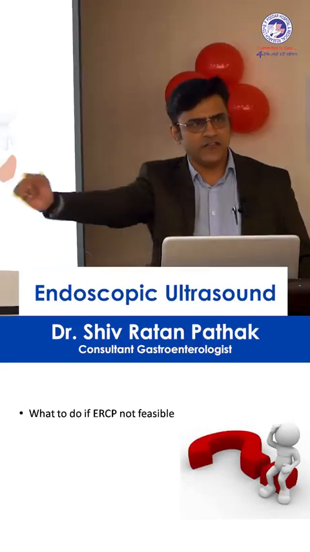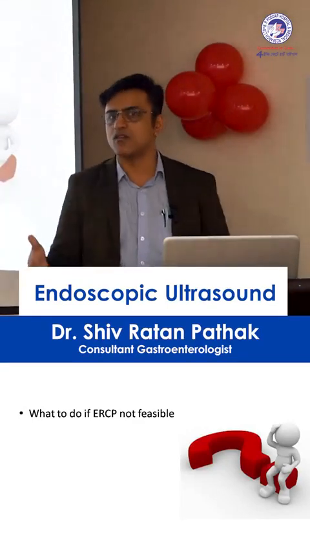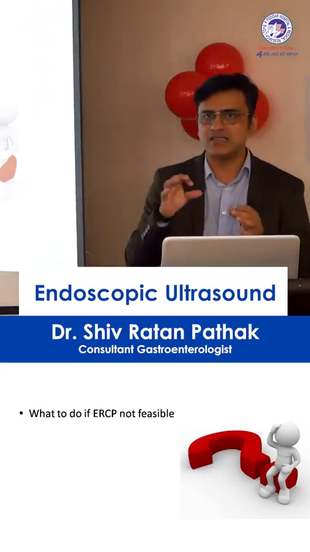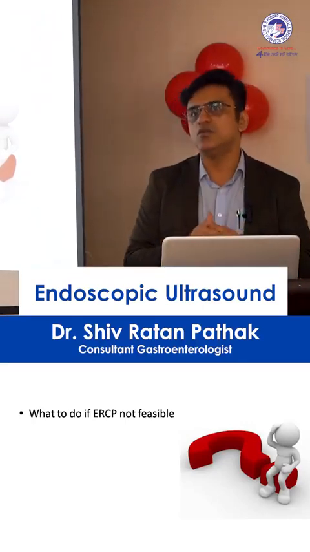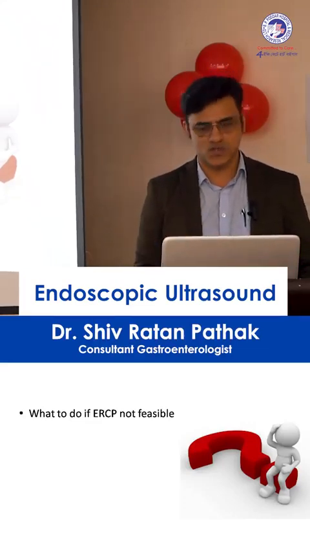Apart from that, if ERCP is not feasible, I told you I need to go to the second part of the duodenum. If I'm not able to, there is gastric outlet obstruction or there is a mass at the pylorus. So how can we do the biliary drainage? That's just a brief few slides I'm going to show.